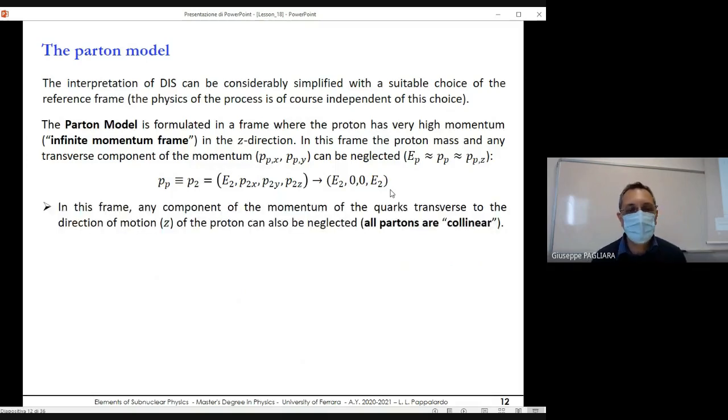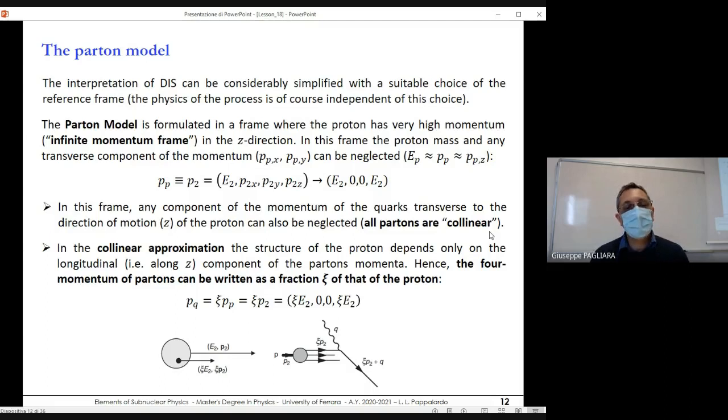Now, in this frame, again, we have to consider the proton as a composite object with quarks inside, or partons better, inside. And since the proton is moving with infinite momentum along Z, for the same reason, we can neglect all the transverse components of the quarks' momentum, and also, of course, the quark masses. So we can imagine the proton as a bunch of quarks that are all moving longitudinally along Z with infinite momentum. So we can neglect any transverse component of the motion. And this approximation is called the collinear approximation. We will come back to this tomorrow, next time.